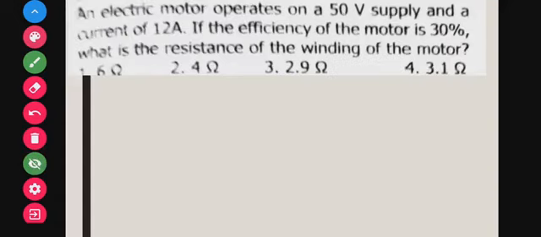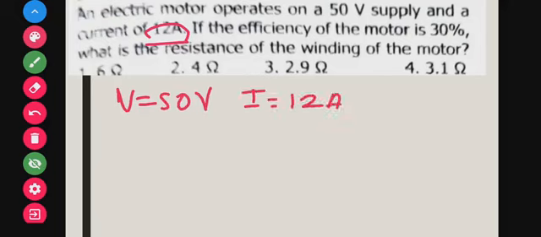The final question: an electric motor operates with a 50 volt supply and a current of 12 ampere. So the voltage is 50 volt and the current is 12 ampere. The efficiency of the motor is 30%. What is the resistance of the winding of the motor? It looks like a complicated question, but it is not that much. The efficiency value is given as 30%, and they are asking about the resistance.